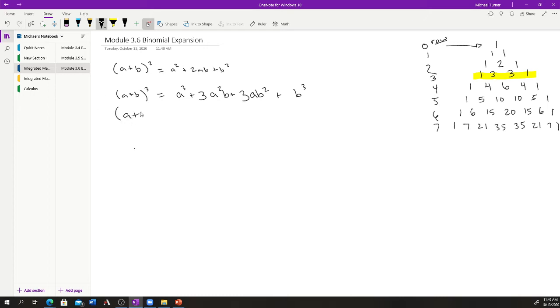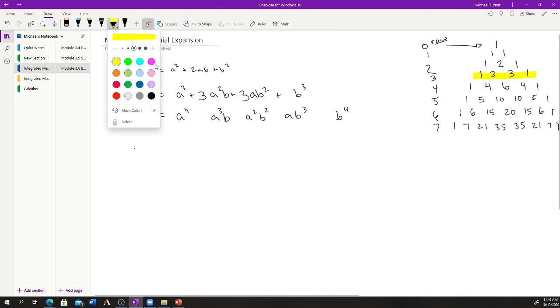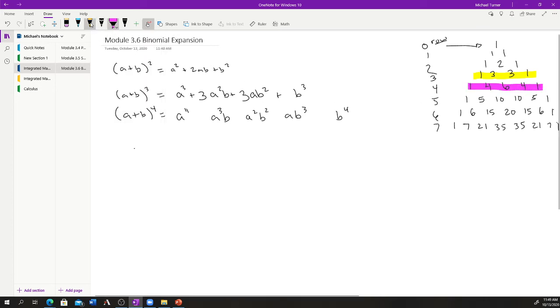And so on and so forth. If I do a plus b to the fourth power, to write it out, my a powers are going to go down. You want to leave yourself a little bit of space here. Your b powers go up. And then you just have to fill in the coefficients. Here, this is a plus b to the fourth. So I'm going to take this fourth row here, 1, 4, 6, 4, 1. And those are my coefficients. 1, 4, 6, 4, and 1.